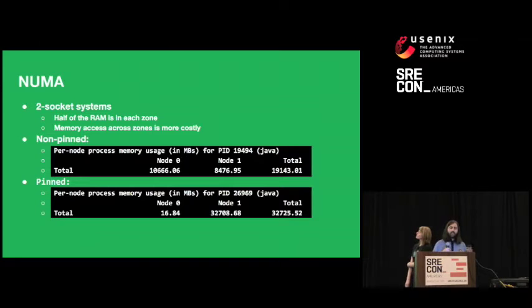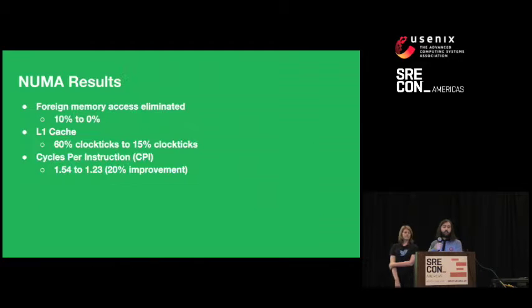Below that, we see what happens when we use NUMA CTL to pin the process to both allocate and execute within a single NUMA zone. So we can see there that basically our entire Java heap of 32 gigs in this case is allocated all on node 1, which is also where the process will run. So this should give us better locality for the memory access. We won't have to traverse the QPI link.